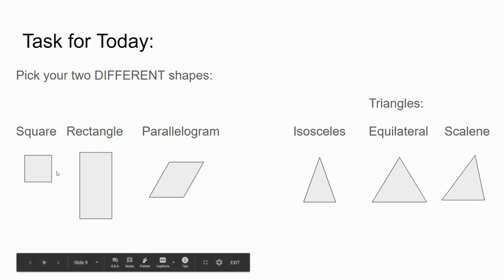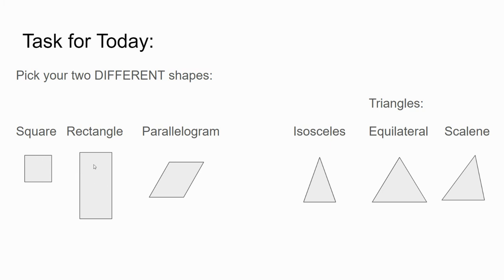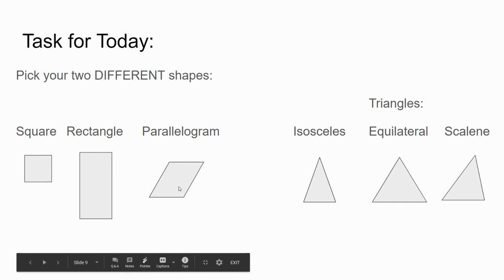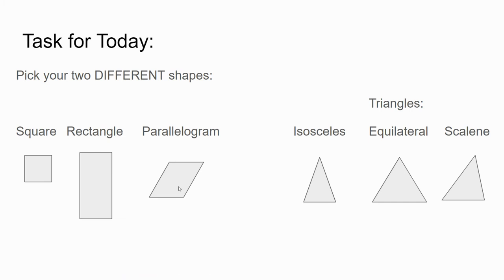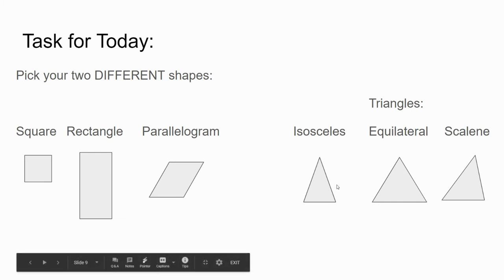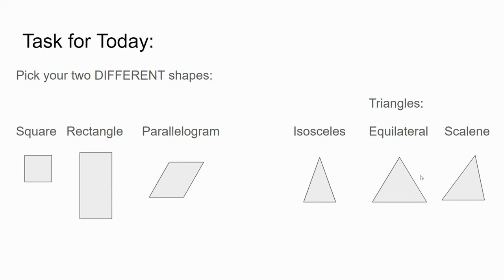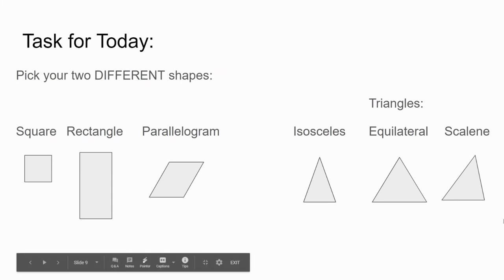A square is a quadrilateral with 4 equal sides. Rectangles have opposite sides that are equal. Parallelograms are like a slanted rectangle. Then we have our different triangles. Isosceles has 2 equal sides. Equilateral has all 3 equal sides, and scalene has no equal sides.